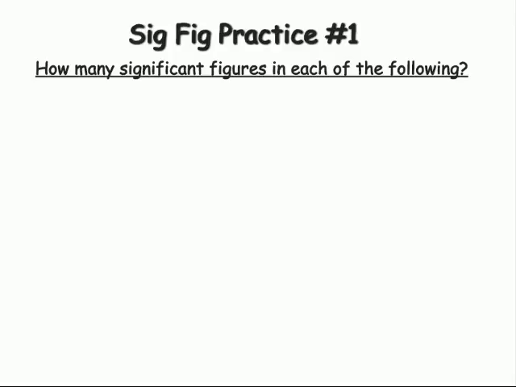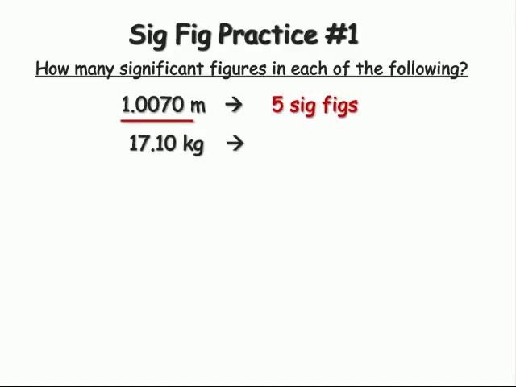So let's try some practice. How many significant figures are in each of the following? 1.0070 meters. I see 2 non-zero digits, 1 and 7, so that's at least 2. I got 2 sandwiched zeros, or captive zeros, so that's 2 more, so that's 4. But does this trailing zero count as significant? Oh, yeah, there's a decimal. So, yes, it does. All 5 digits are significant.